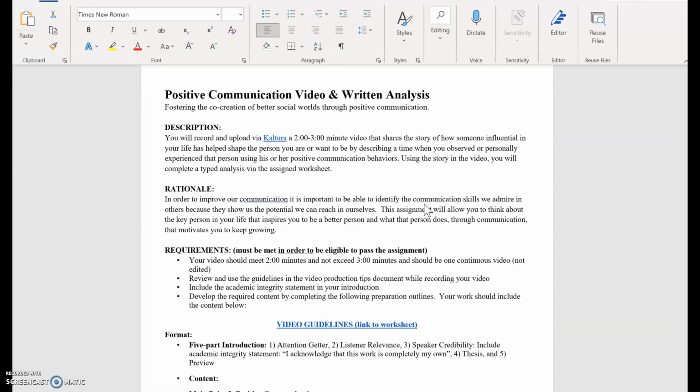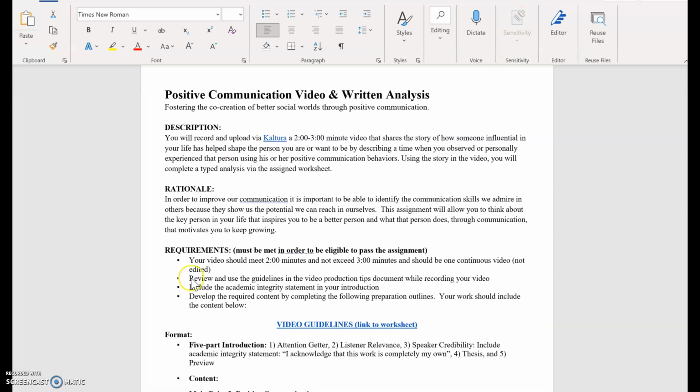And so this assignment lets you think about someone in your life who has made you a better person. Someone who you admire for their positive communication, and you'll be able to apply their positive communication characteristics to our foundational principles as well as other elements from the textbook.